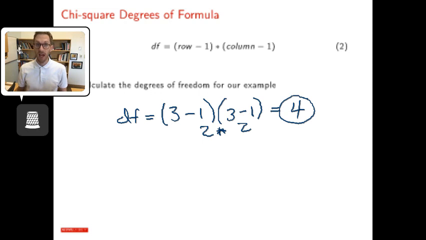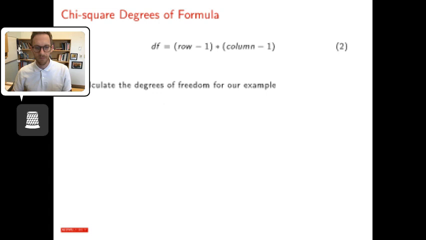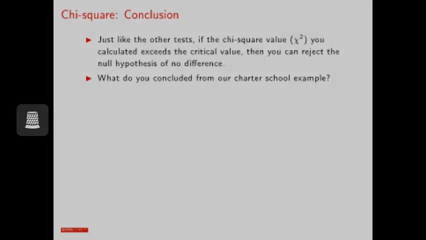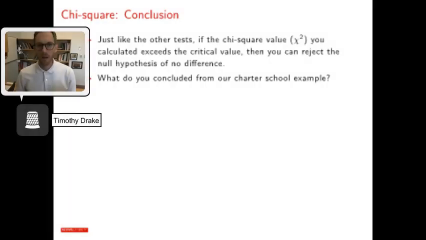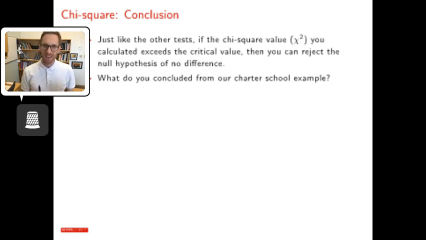And we have our chi-squared distribution. We know the critical value that we can set. And we've calculated our chi-squared test statistic. So now we need to state our conclusion. Okay, so now we get to state our conclusion. So just like the other tests, if our chi-square value exceeds the critical value that we find in this table, then we can reject the null hypothesis.